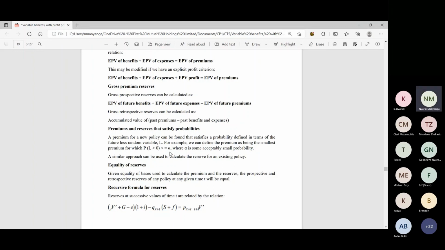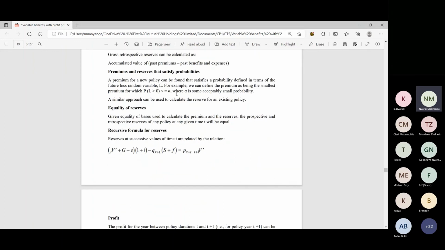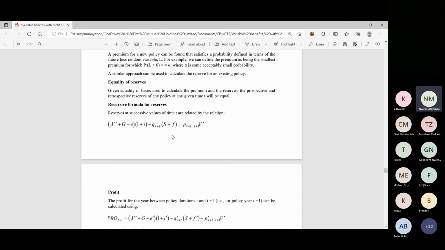Then in terms of gross retrospective reserves, I think we did this in the earlier example where we say the accumulated value of the expected present value of premiums minus the past benefits and expenses. So this is basically how these are determined. You should generally know how to use these formulas to be able to apply your knowledge to solve particular questions.